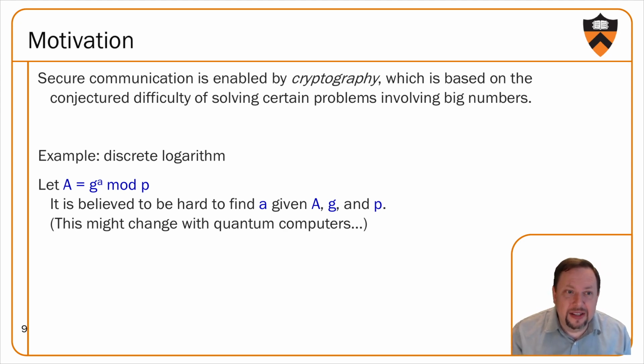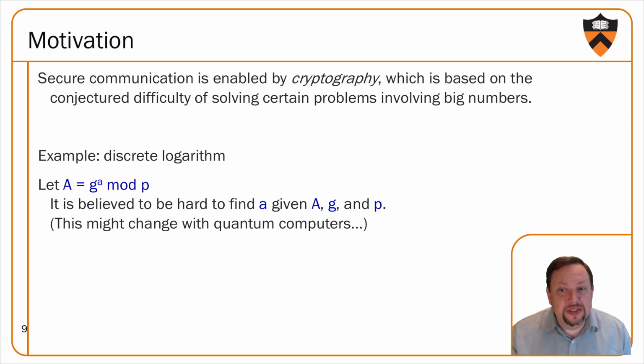On the other hand, if you are given big A, the output of this operation, together with g and p, inferring little a is believed to be very, very difficult. And as the sizes of these numbers grow, the difficulty grows very, very quickly.